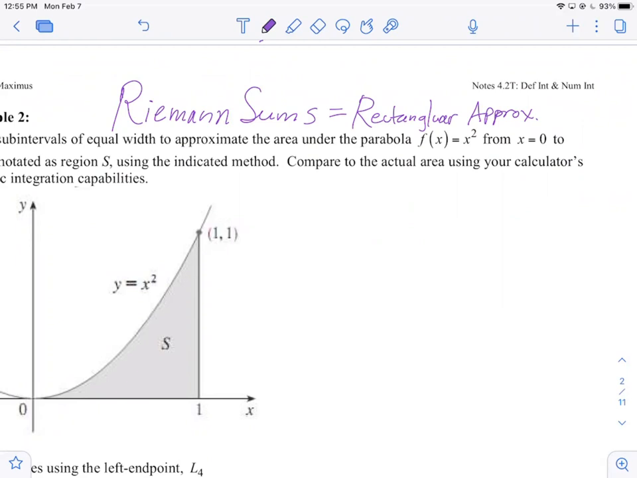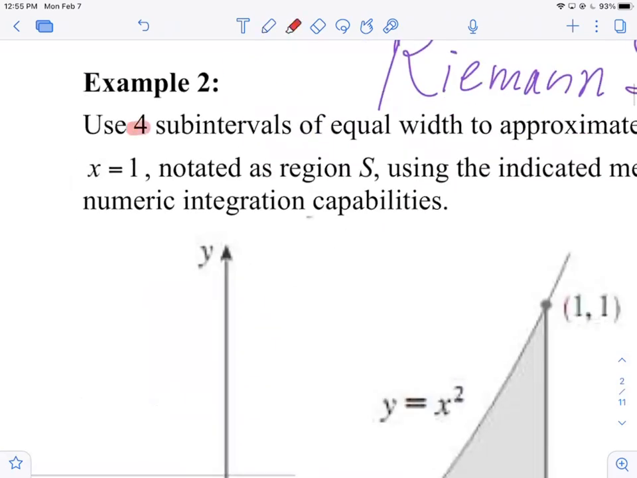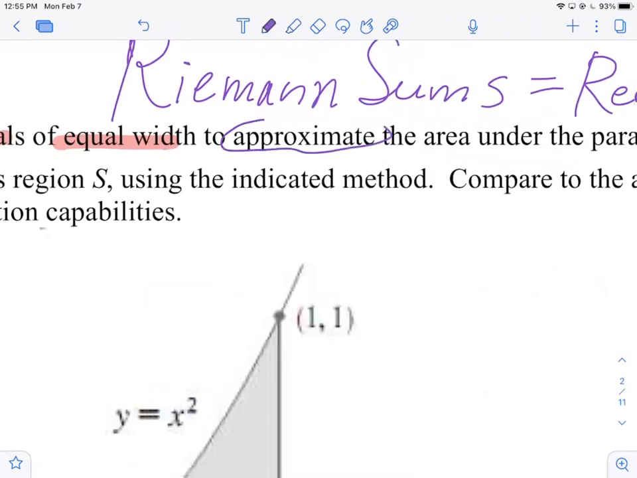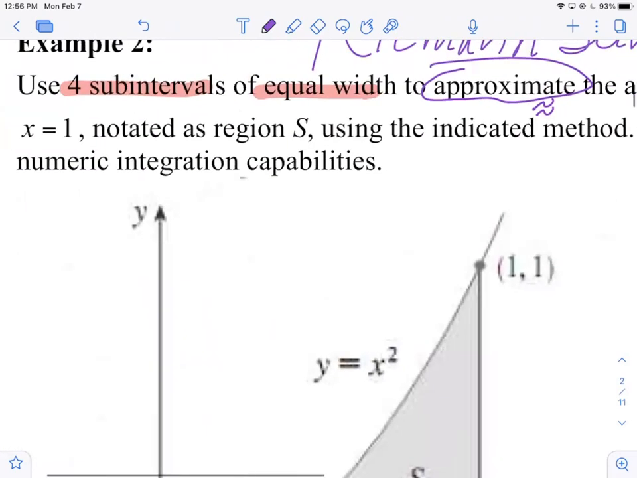Okay, got it. So step 1, it says to use 4 subintervals. That's 4 partitions, divided into 4 spaces of equal widths to, and then here's the word, approximate. So now we're on squiggle alert, right? Estimate or approximate is squiggle alert. The area under the parabola x squared from x equals 0 to 1.